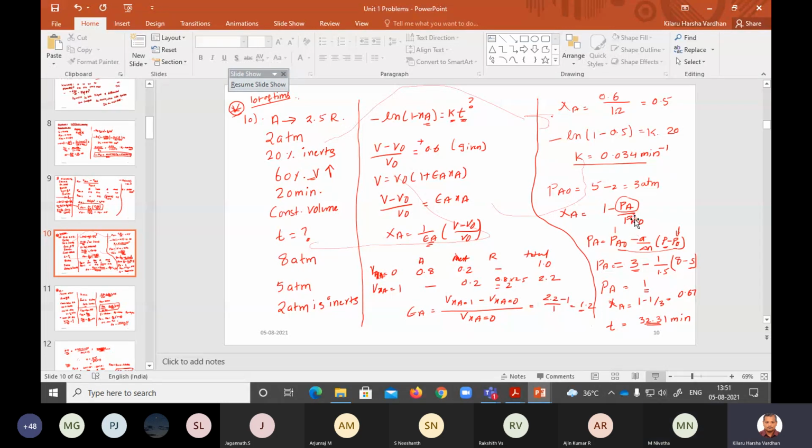What is CA? You can write CA in terms of PA. PA by RT is CA. So PA by RT and PA naught by RT, the RT gets cancelled out. Same, right? So you get XA is 1 minus CA by CA naught, or PA by PA naught. Anything you can write.